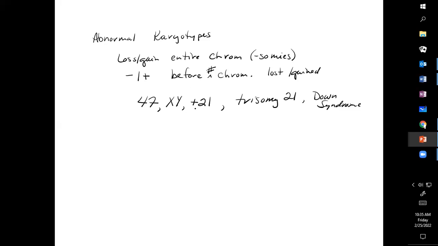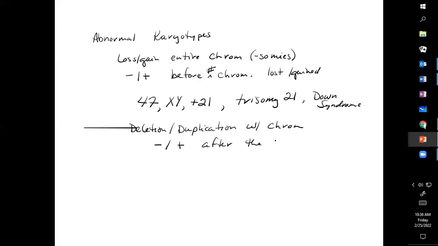Now we can use these minus and plus symbols in a different way as well. If we are not losing or gaining an entire chromosome, but let's say we're having a duplication or a deletion within a chromosome, we can use that minus and plus again. So I'll put minus and plus respectively, but we don't put it before a chromosome number. We put it after the chromosome that has a deletion, after the region that's deleted.